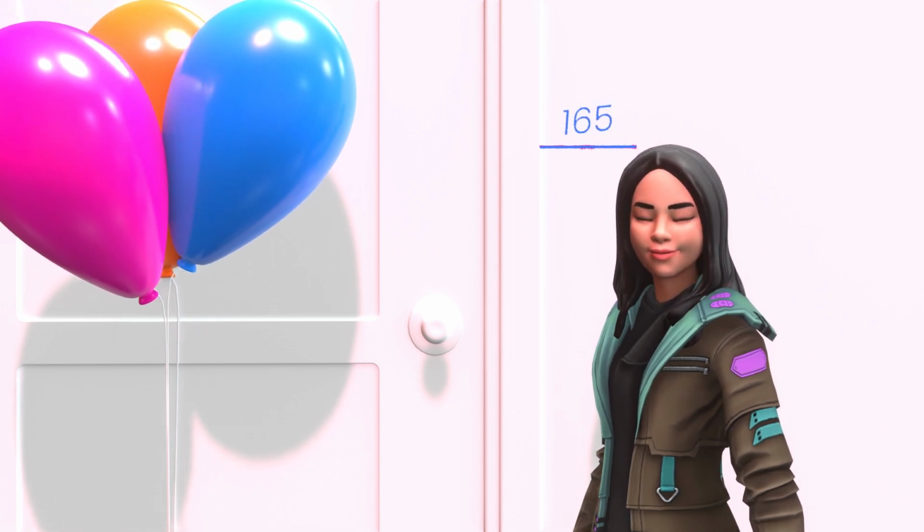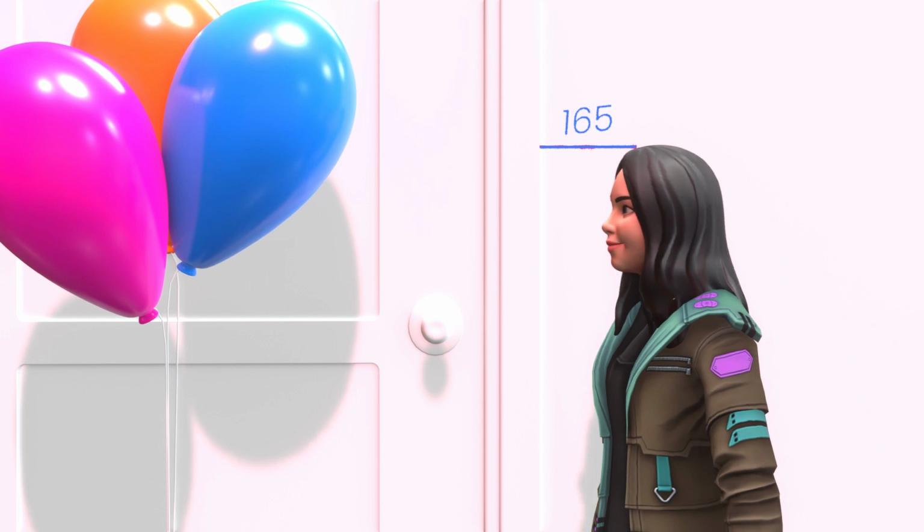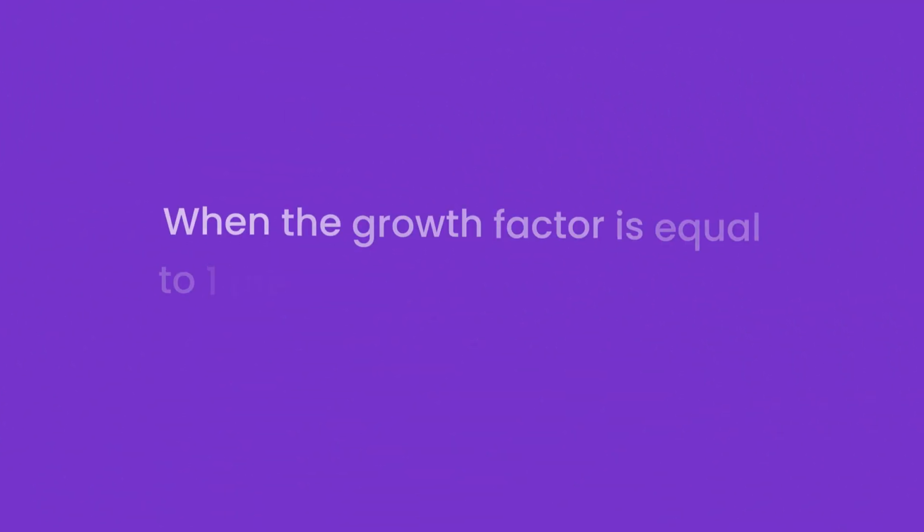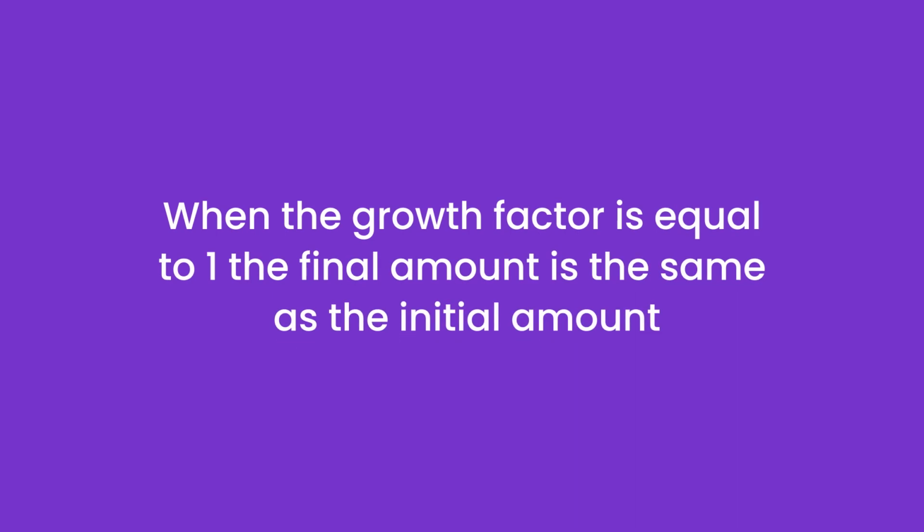Notice that this height is the same as the one on your 23rd birthday, so your height was constant this past year. When the growth factor is equal to 1, the final amount is the same as the initial amount.